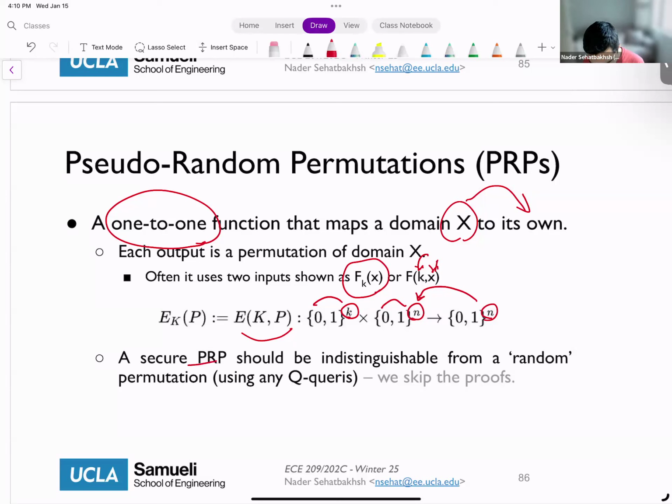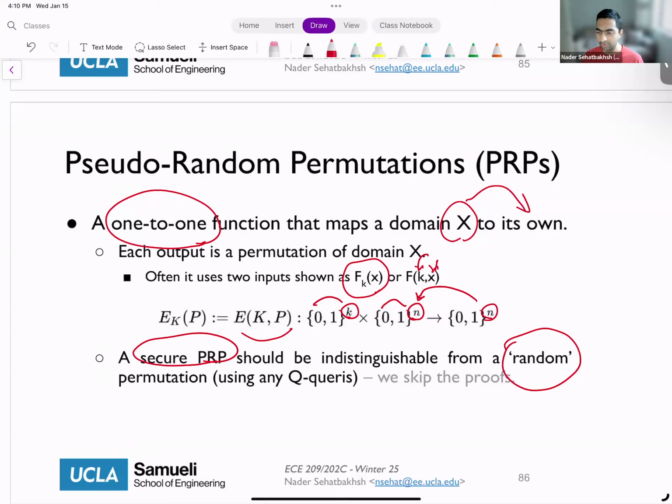So what is a secure PRP? Generally, any function could create some permutation. What is secure? A secure PRP should be indistinguishable from a random permutation, okay? We're not going to show you the proof, and we're not going to show you the details.